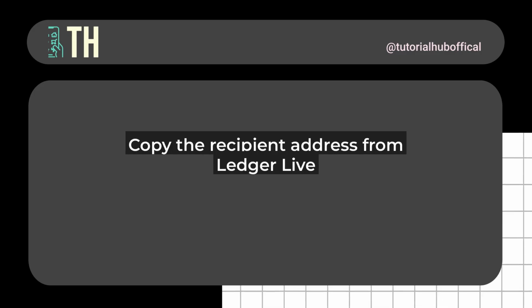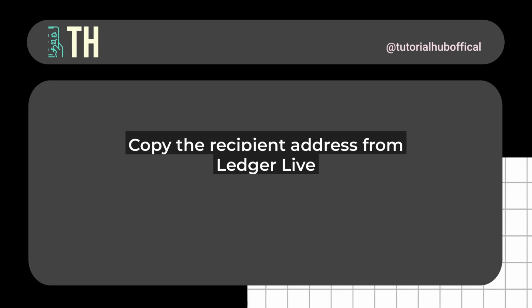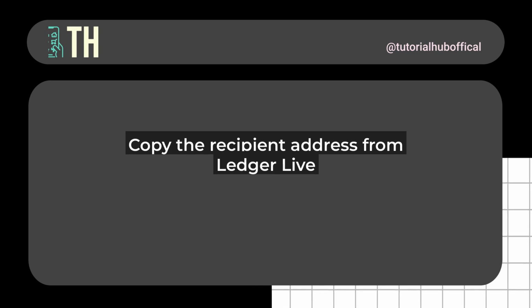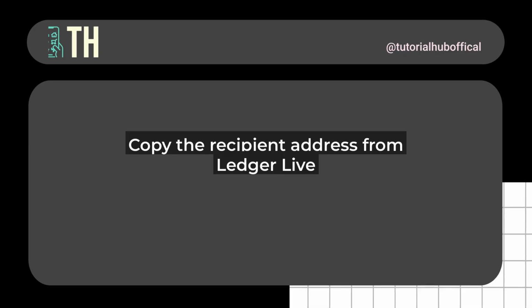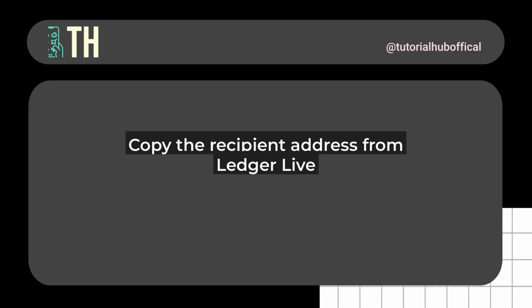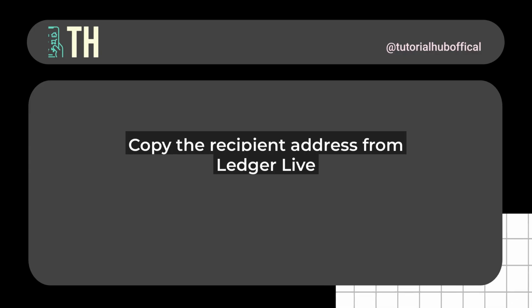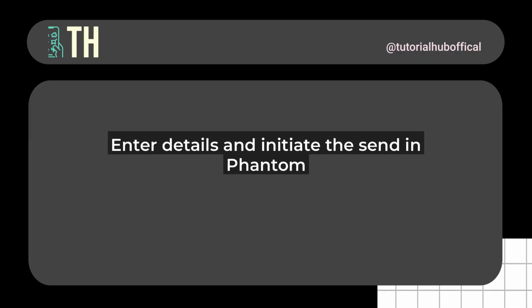Step 2. Tap on the Send or Withdraw button for your Tether. You'll be prompted to enter the recipient address. Now, switch to your Ledger Nano X. Open the Ledger Live app on your computer. Select your Ethereum account, since USDT is an ERC20 token, and copy the wallet address displayed on your device for extra security. Step 3. Paste the Ledger address into the recipient field in Phantom Wallet.